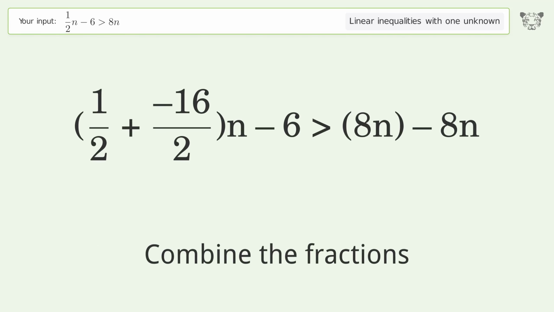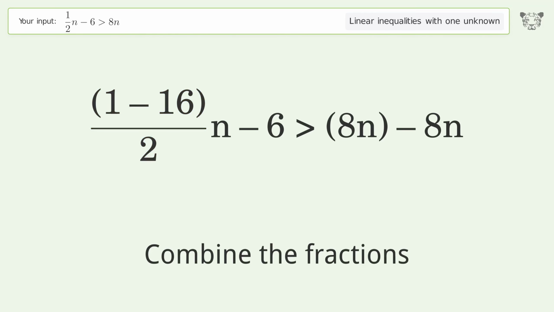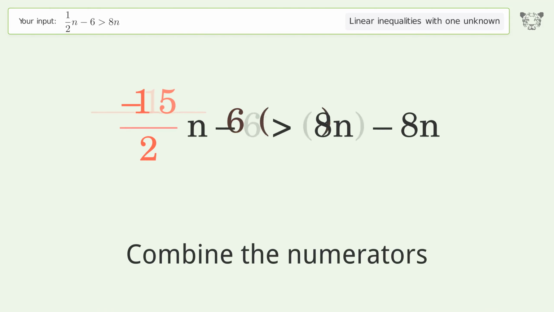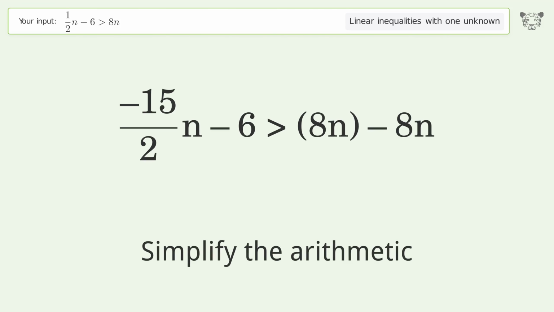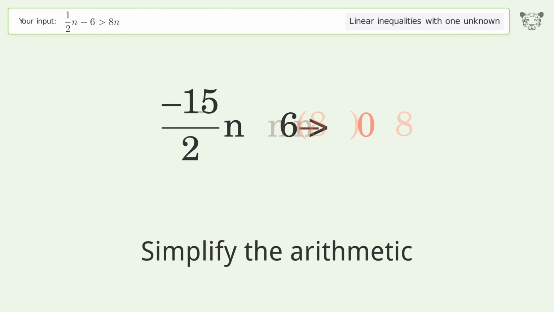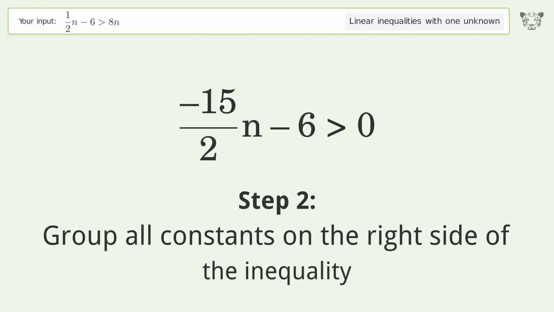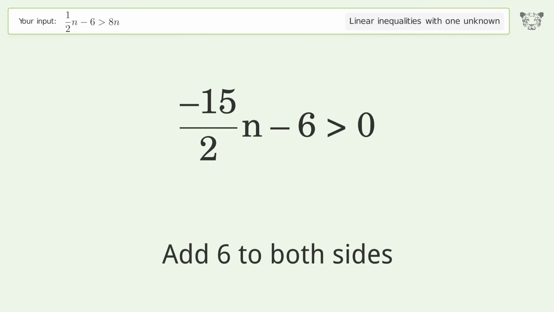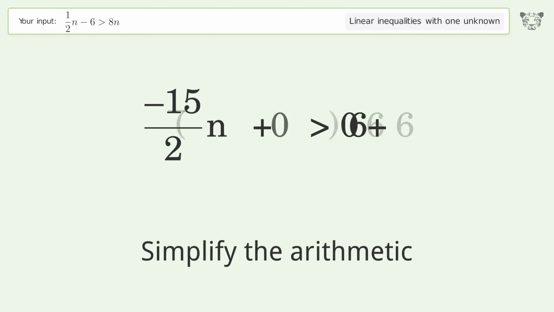Combine the fractions. Combine the numerators. Simplify the arithmetic. Group all constants on the right side of the inequality. Add 6 to both sides. Simplify the arithmetic.